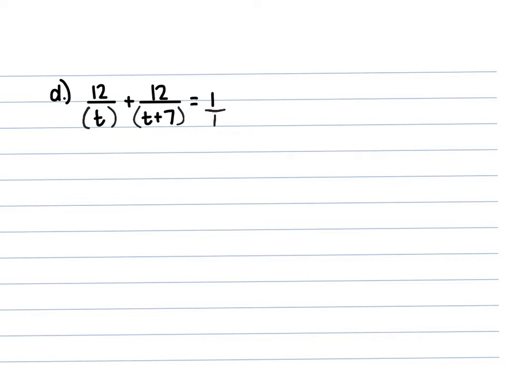What things can t not be? Like, what numbers can t not be? -7. Okay, t cannot be -7 because t plus 7 equals 0. If you were to subtract 7 from both sides, t cannot equal -7. What's the other thing t can't be? It just can't be 0. So here, t can't equal 0. Here, t can't equal -7. Or it would be undefined.